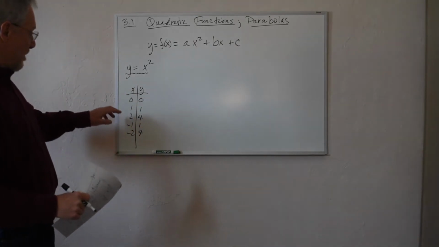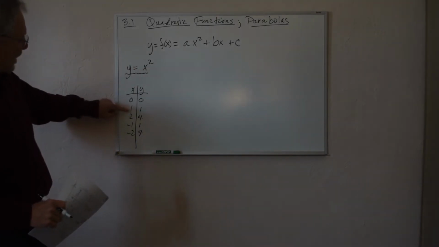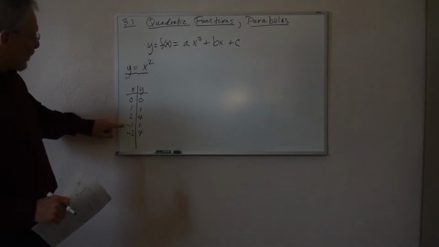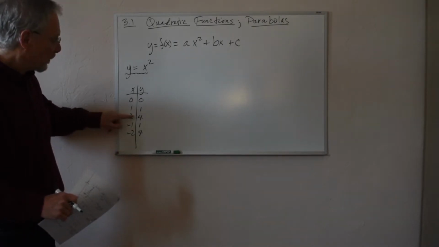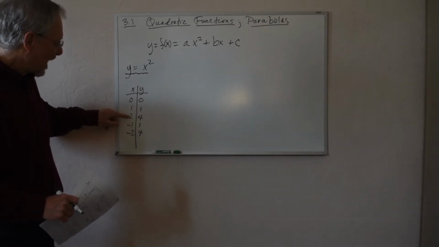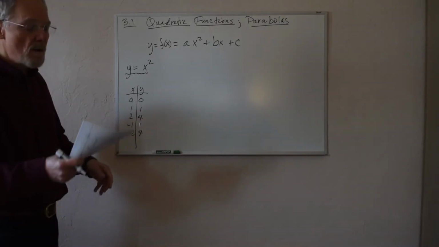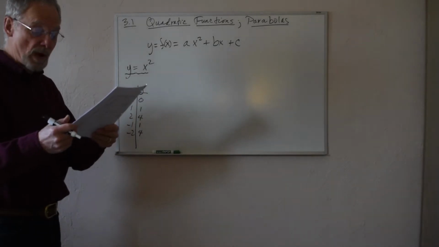Notice the pattern. Because we're squaring the x values, it doesn't matter if we have the positive or the negative version of the number, we're going to get the same y value. Same thing happens for 2 and -2. They both yield positive 4 as the corresponding y value.